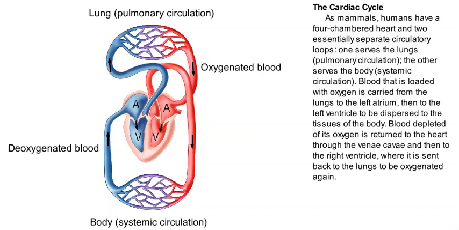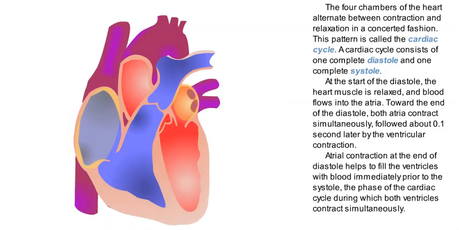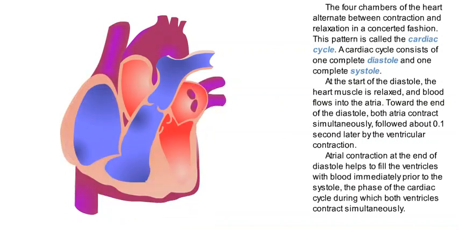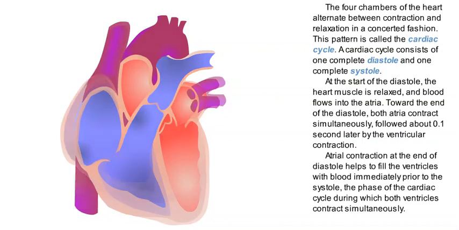Blood depleted of its oxygen is returned to the heart through the vena cava and then to the right ventricle, where it's sent back to the lungs to be oxygenated again. The four chambers of the heart alternate between contraction and relaxation in a concerted fashion. This pattern is called the cardiac cycle.